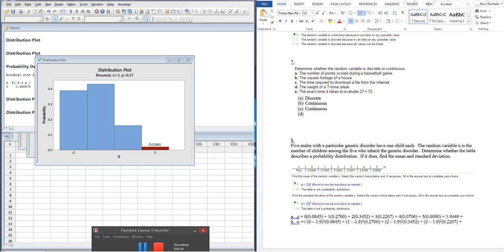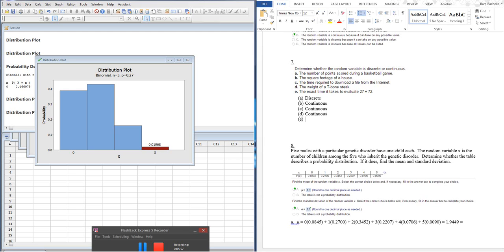The weight of a T-Rex bone. Now you might be thinking, oh, if I do this in pounds and round it up, that looks very discrete. And you'd be right, it would be very discrete. However, in the scientific community, we don't like to round. We want to be as exact as possible. And so more than likely this would be a measure that is any number on a continuum and therefore very infinite looking and definitely continuous.